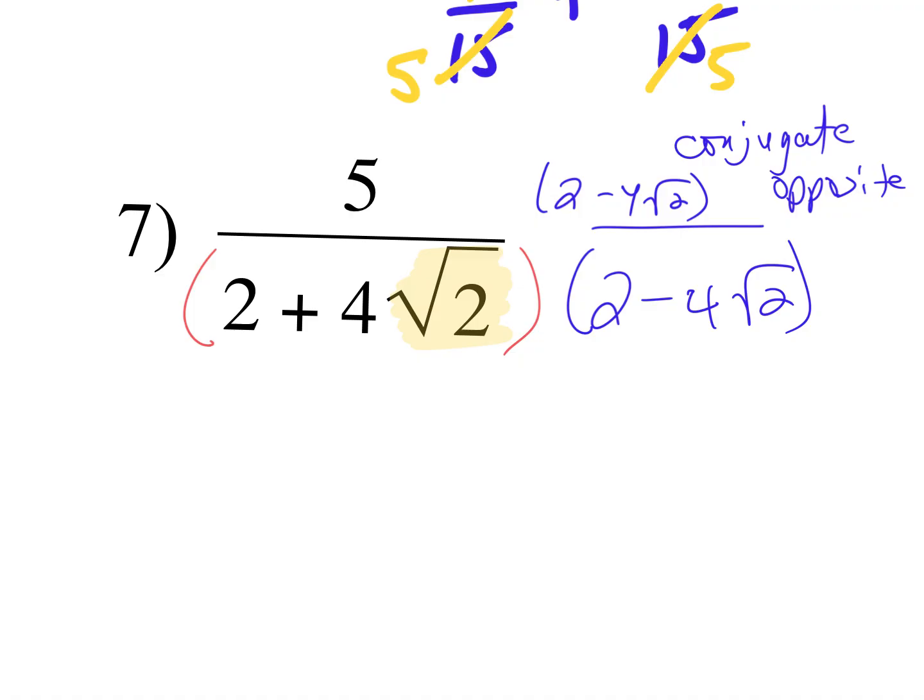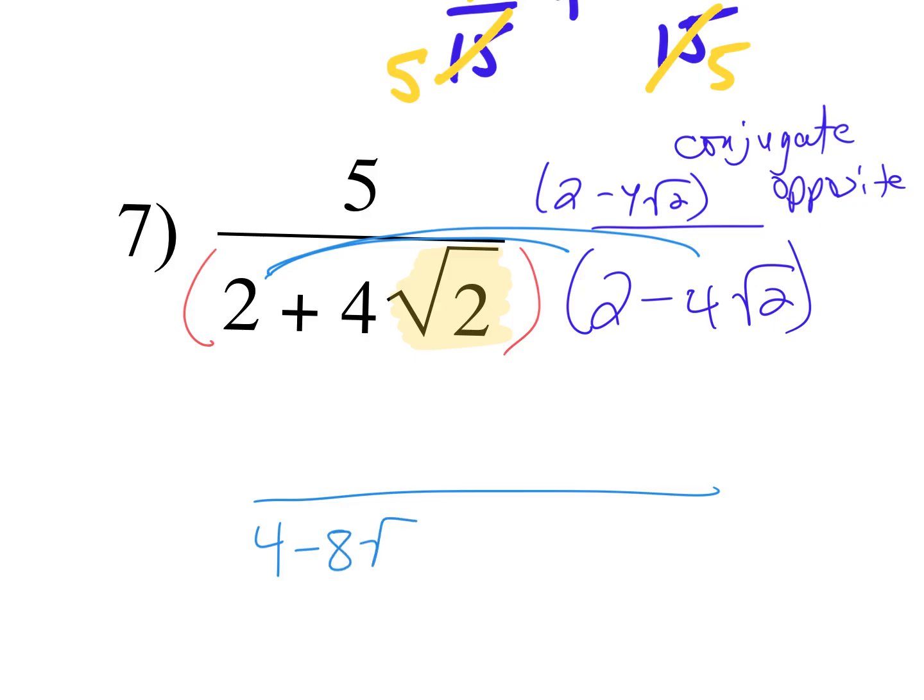Watch me. What's 2 times 2? 4. What is 2 times negative 4 square root of 2? Outside times outside. What do you get? Negative what? Perfect. Negative 8 square root of 2. Now I'm going to multiply right here. What's 4 square root of 2 times 2? 4 times 2 is 8. So plus 8 square root of 2.